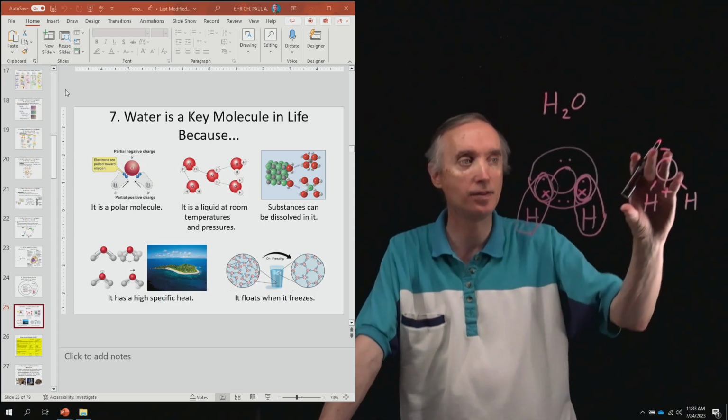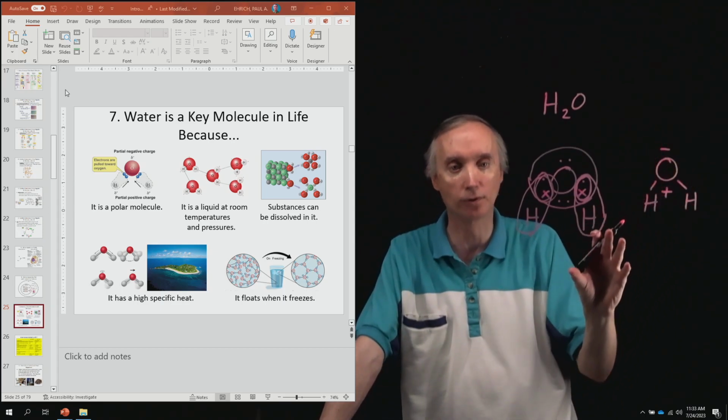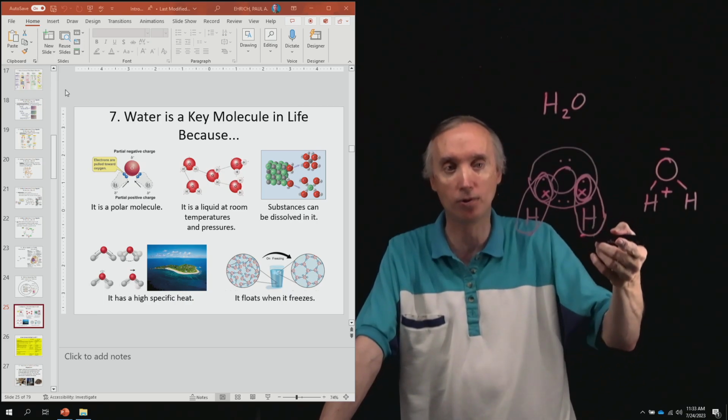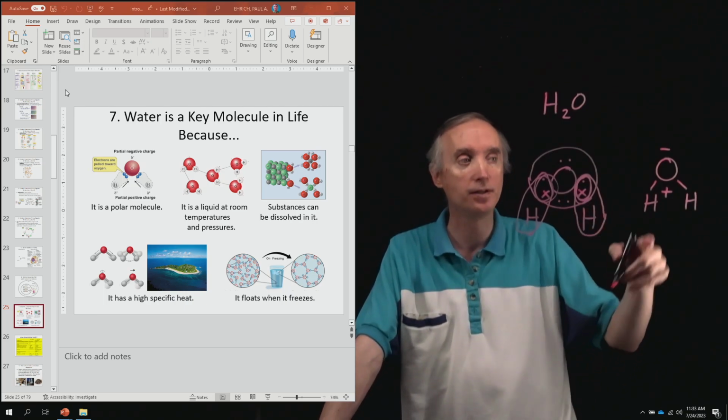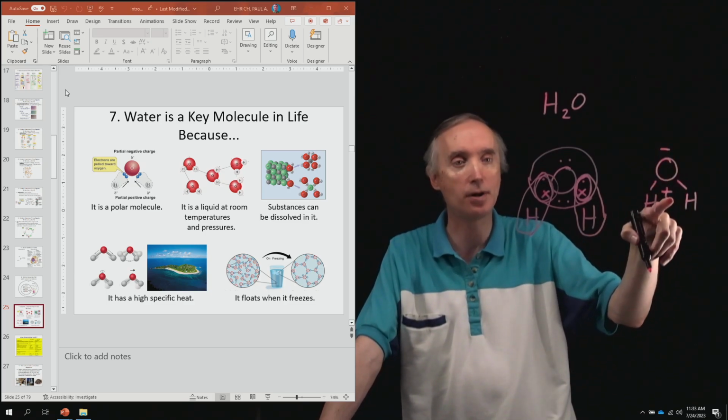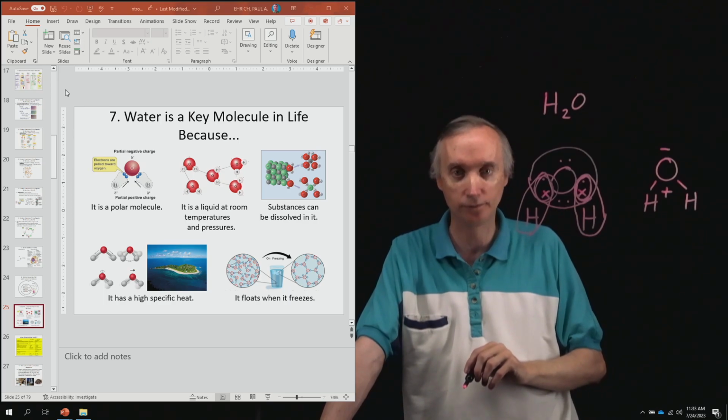So we say that this molecule is polarized. It's got 2 poles. So like a magnet has a north pole and it has a south pole, this water molecule has a negative pole and it has a positive pole associated with it.